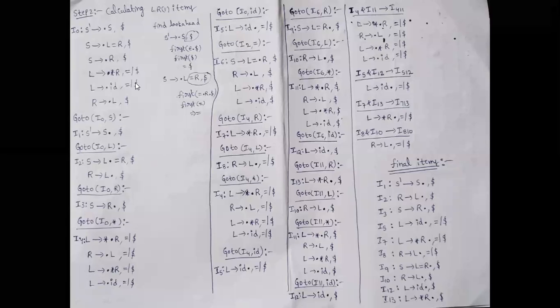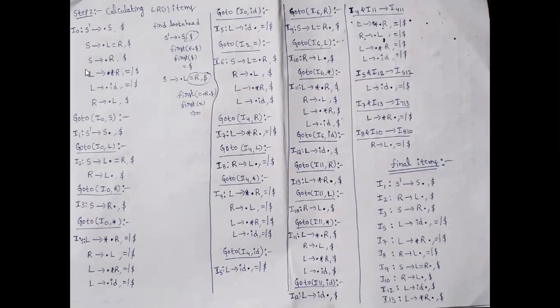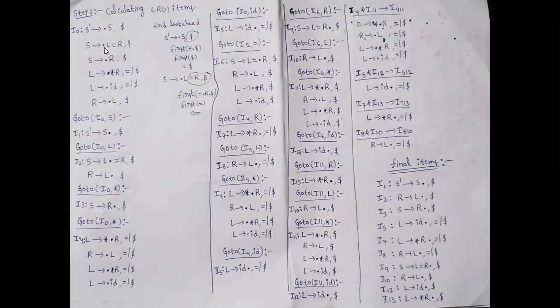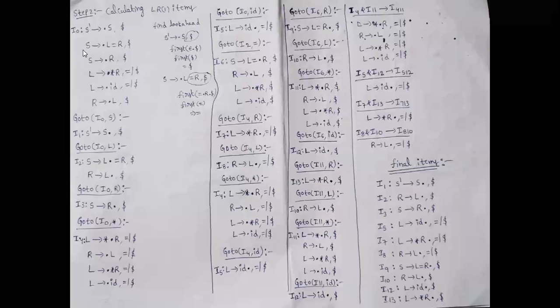Okay. What about dollar? So we are considering the next one. Here equal to is the look ahead for these two statements. Then this production is completed. Then considering the next production, that is S produces dot R.